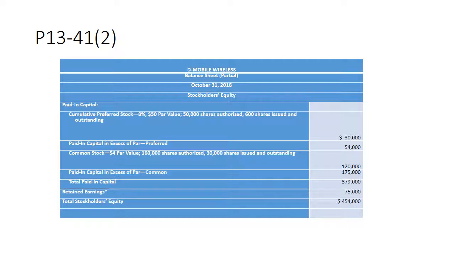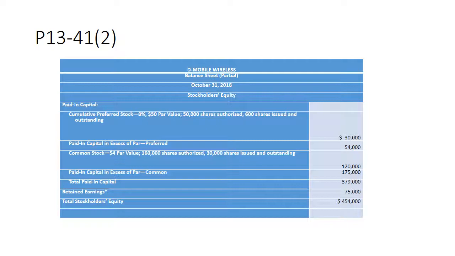Paid-in capital in excess of par preferred was credited in our journal entry for $54,000. So that's the balance of that account. Then we go to common stock. For common stock, you list its par value. There is no dividend rate. Remember, they get leftovers. You list the number of shares they're authorized to sell in total, and the actual number of shares they sold, which is 30,000: 19,000 on October 2nd and 11,000 on October 9th.